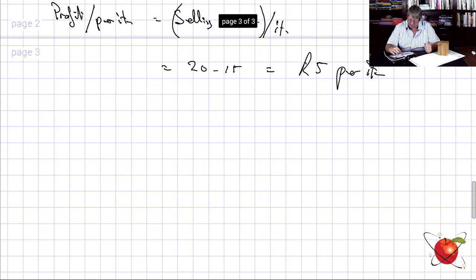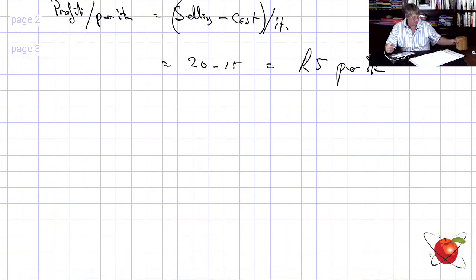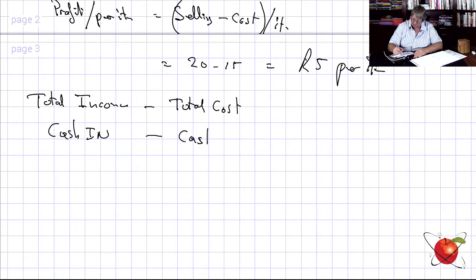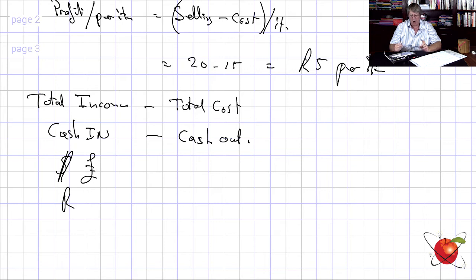The next thing we're going to do is we're now going to do a problem. Oh, no. The other thing is we can do this. We can also go total profit. Well, total income is cash in minus total cost is cash out. Okay, so this is the money that you spent. That's what you got from sales. That's the inflow.